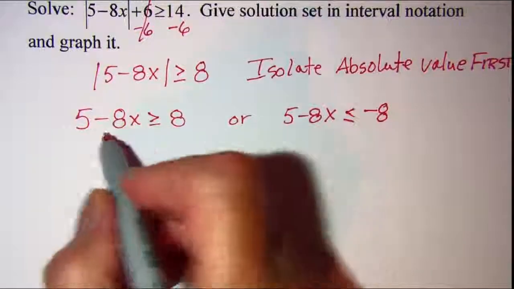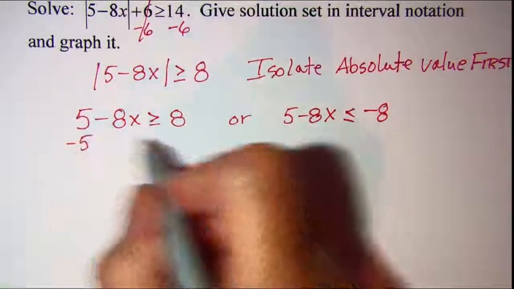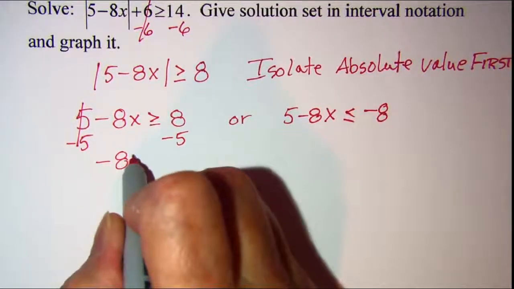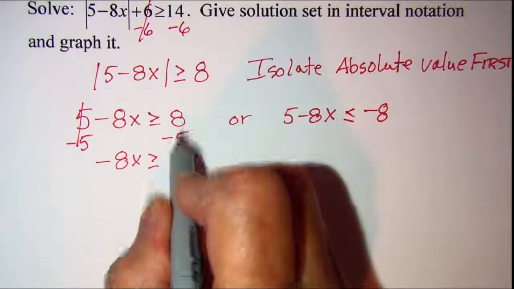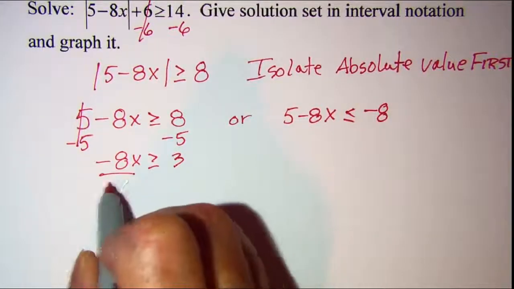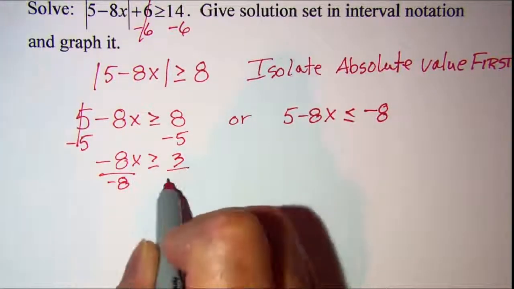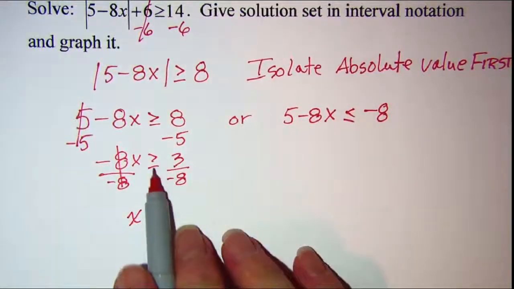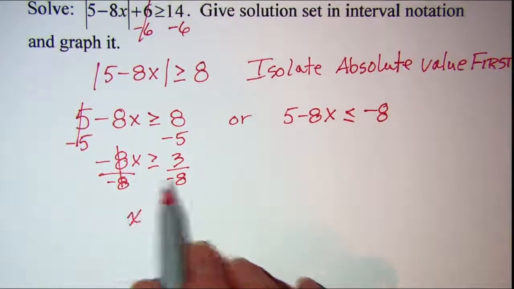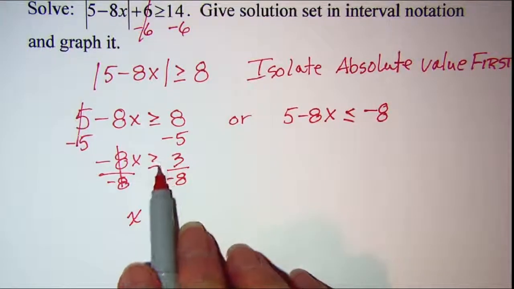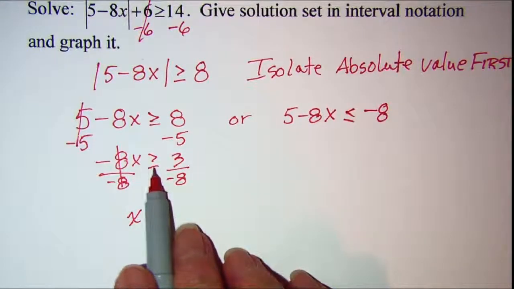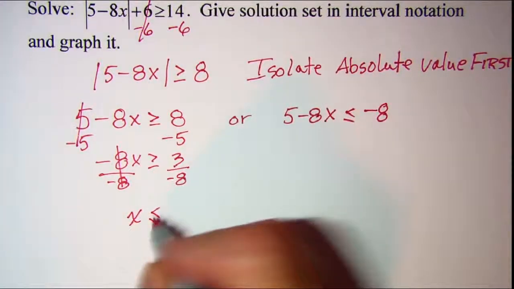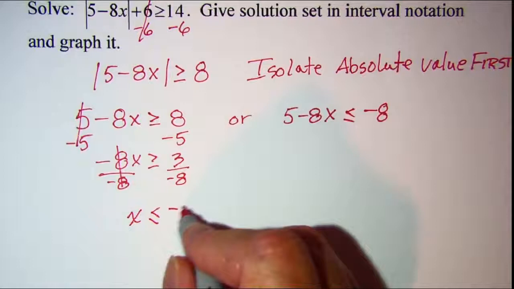So let's solve this. Subtract 5 from both sides. This will cancel. Negative 8x is greater than or equal to 3. Divide both sides by negative 8. These will cancel, and x. Now whenever you multiply or divide by a negative, remember you have to flip that direction of the inequality. So instead of greater than, now I need less than or equal to, and then negative 3/8.